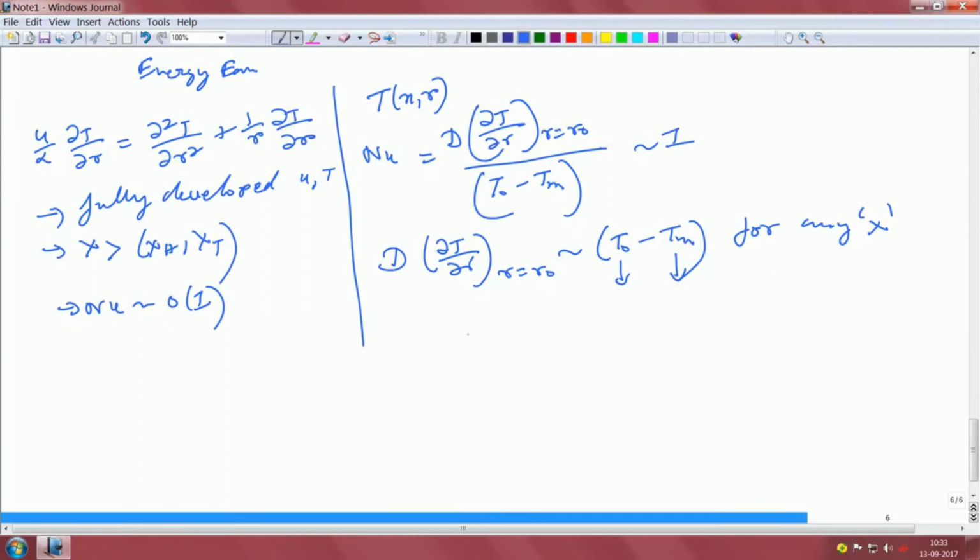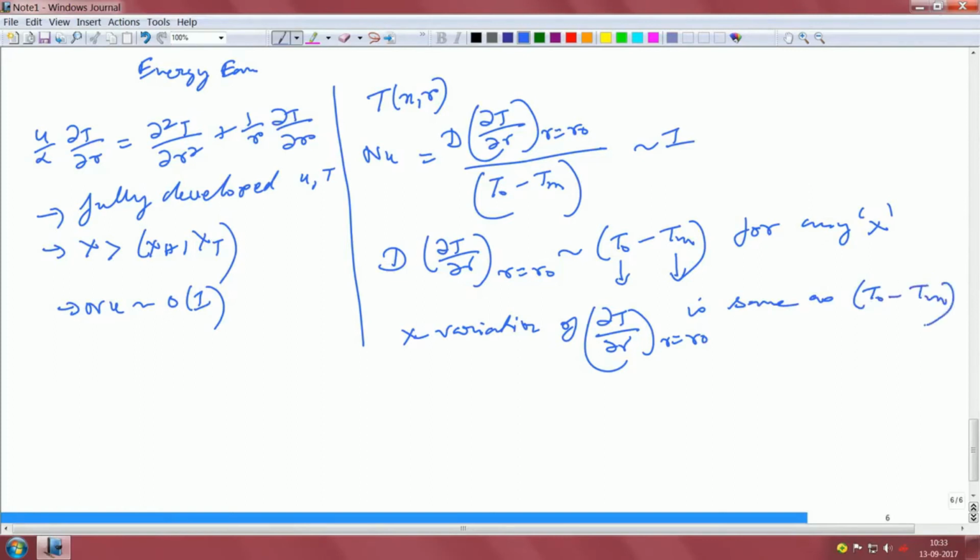Therefore, we can argue that the x variation of dT/dr at r equal to r naught is the same as that of T naught minus T mean, isn't that so? Because otherwise, for any x it won't be acceptable. For any x this relationship is valid, which means the variations on both sides must be the same function of x, so that they cancel each other out.